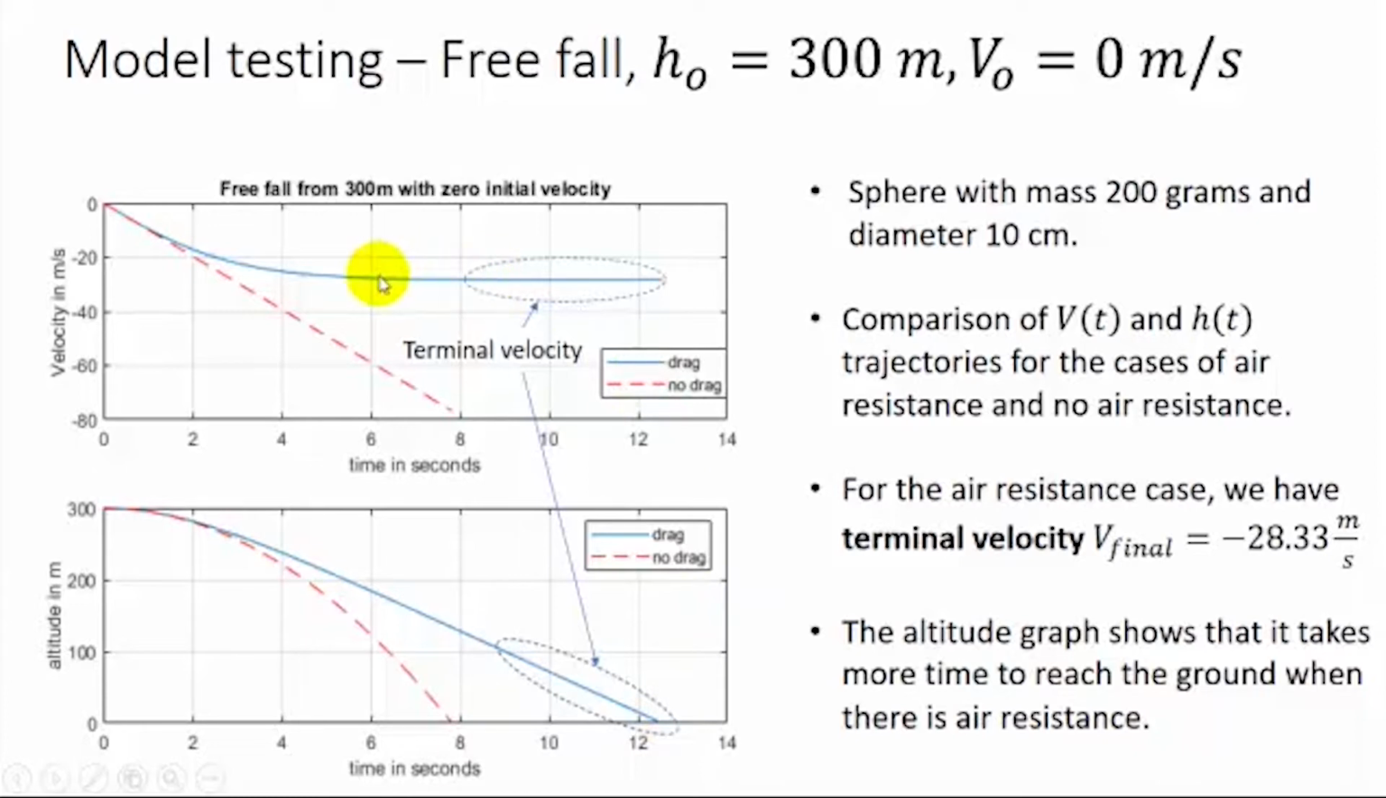It's very interesting to notice that for the case of aerodynamic resistance, the ball takes a longer time to reach the ground, as shown from the altitude plot here. It takes just over 12 seconds, while in the case without aerodynamic resistance, the ball reaches the ground quicker, just under 8 seconds. And the reason being, the aerodynamic resistance decelerates the ball, and therefore it takes longer for the ball to reach the ground.